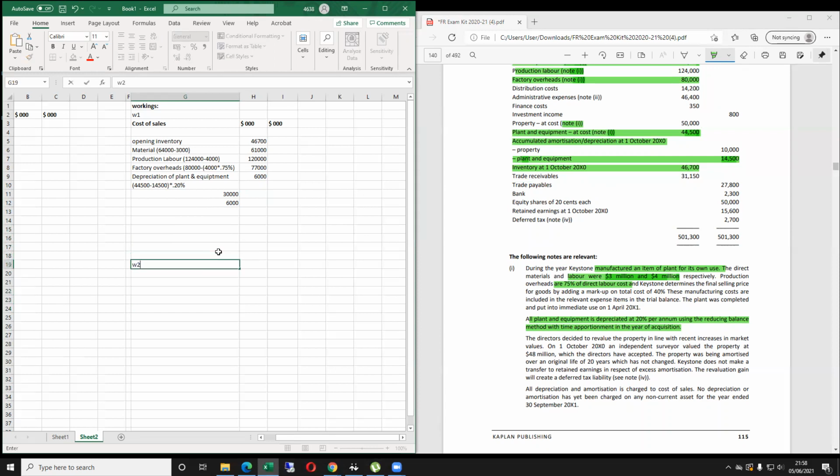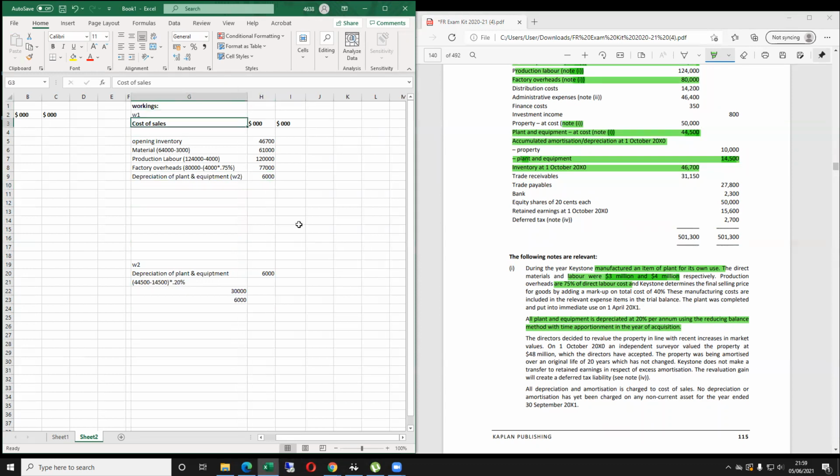We can do this. Either you can put it in this formula, or you can take all this into working number 2 and leave only 6,000 here. I think that makes it look neater. That's why we're going to do it this way. So working 2 is this. We have taken this amount already.